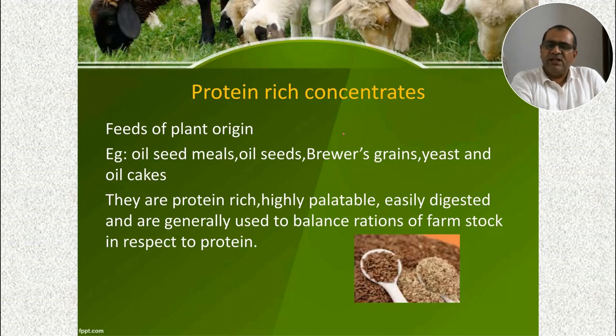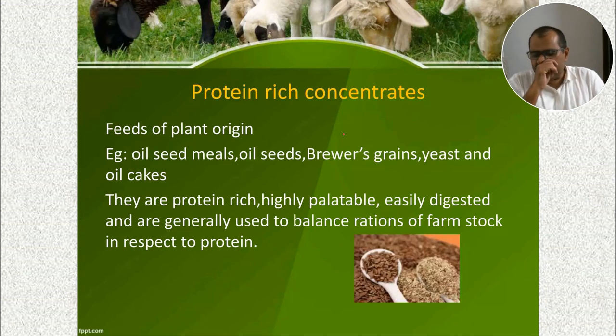For example, the cotton seed cake. Then other cakes like groundnut cake are a very important source of protein. Then soya cake. All these cakes are very much required for the cattle. And brewers grains are also one of the sources of protein.